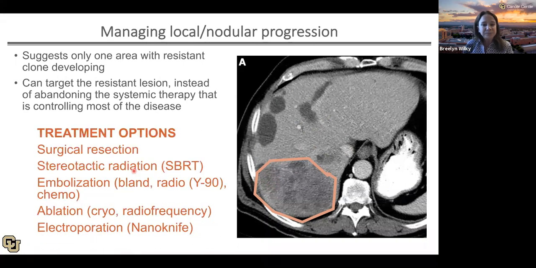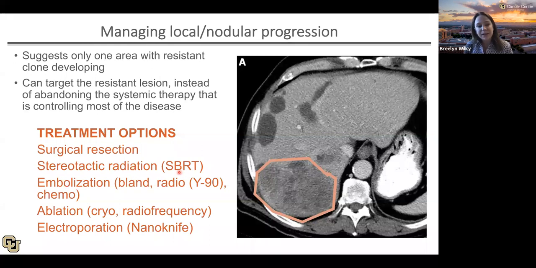So what can we do? Treatment options can include surgical resection. We've had patients who had surgery for a resistant clone, particularly if it was causing a lot of problems like bleeding, and they've done extremely well. You can use radiation therapy.